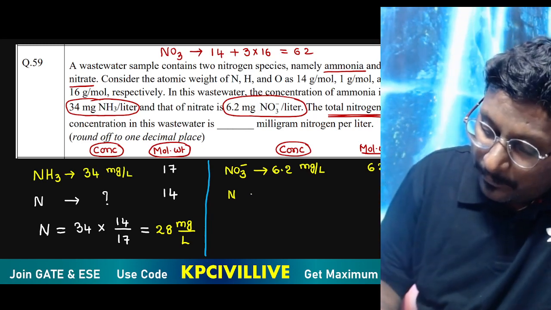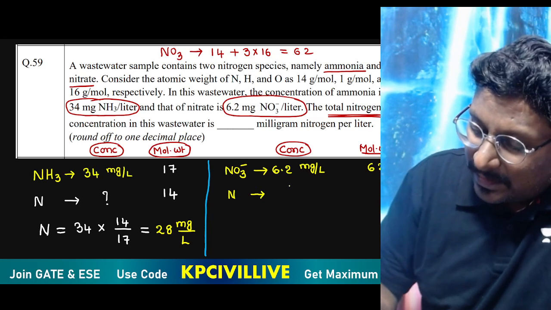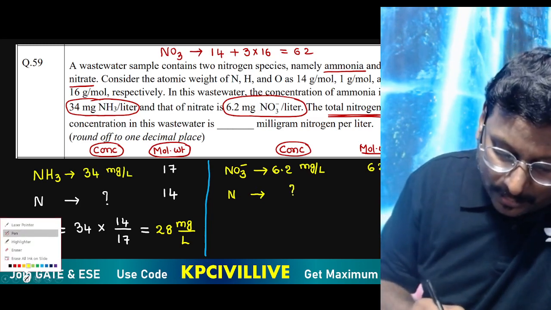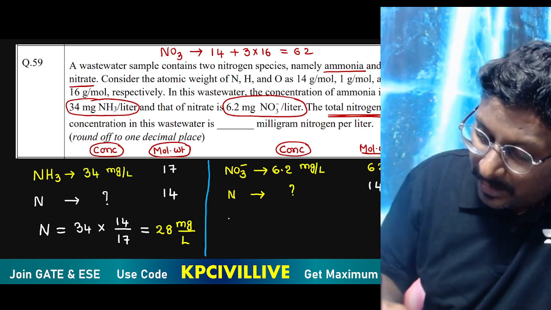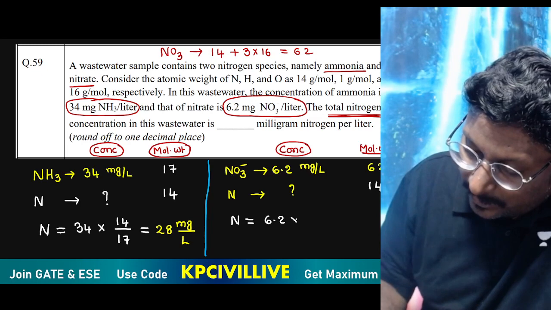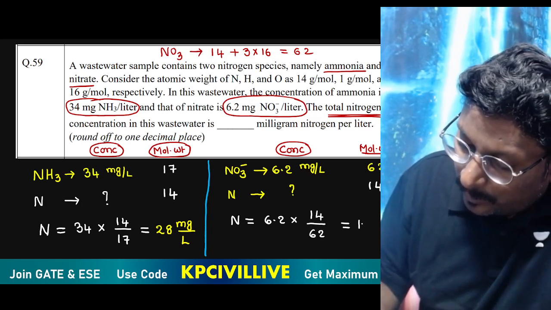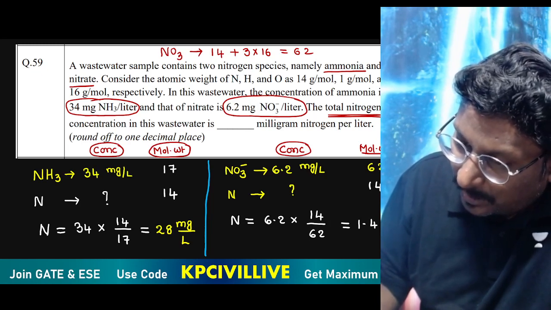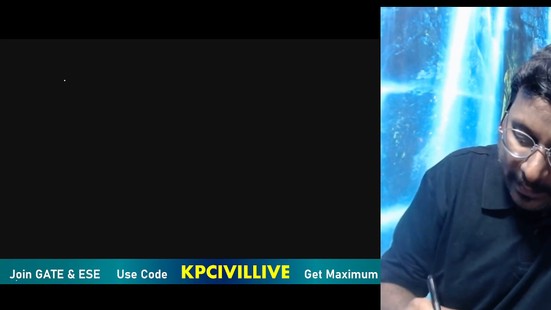What is N value? Understand this. N in NO3 is required, that's it. So we don't want to take molecular nitrogen N2. So N is equal to 6.2 into 14 by 62, which is 1.4 mg per liter.